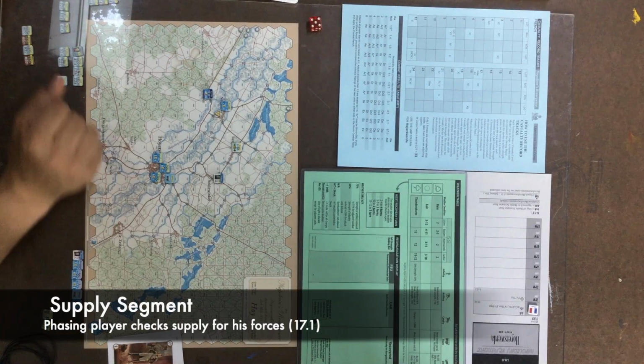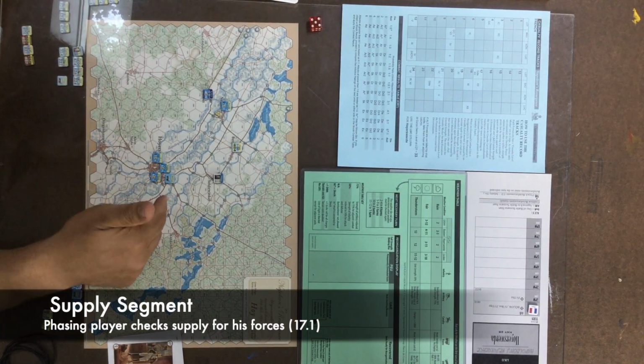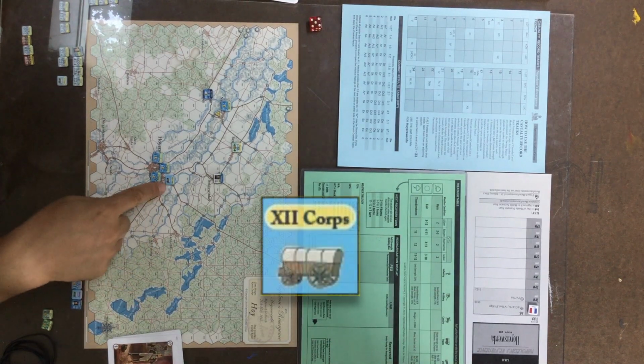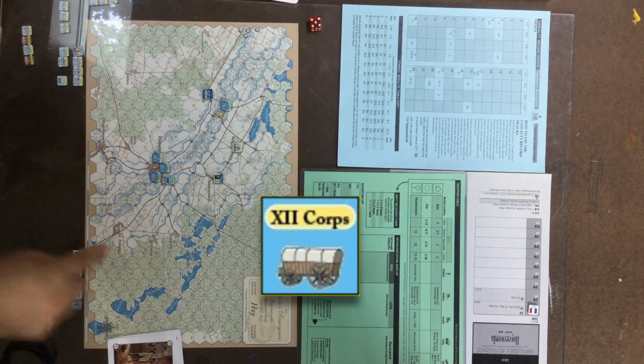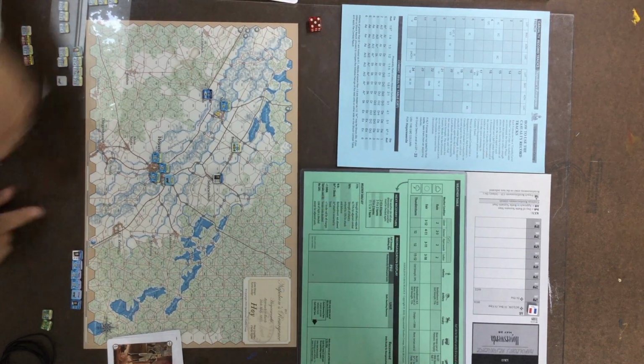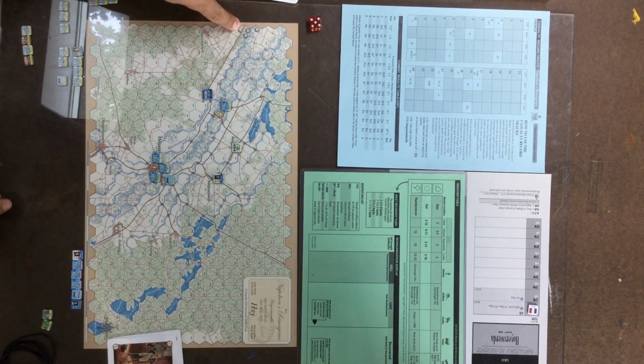When the weather is checked, you check supply. Supply is traced to these baggage wagons. So this guy traces off to a French supply source. This little symbol down here shows it's a French supply source. The Prussians have one up here.